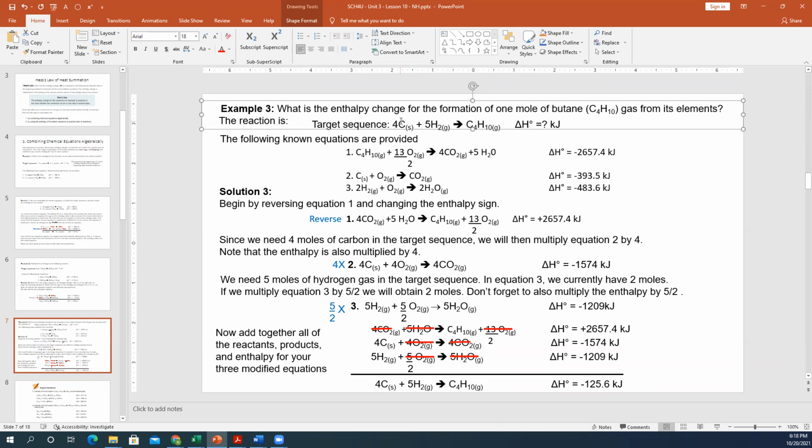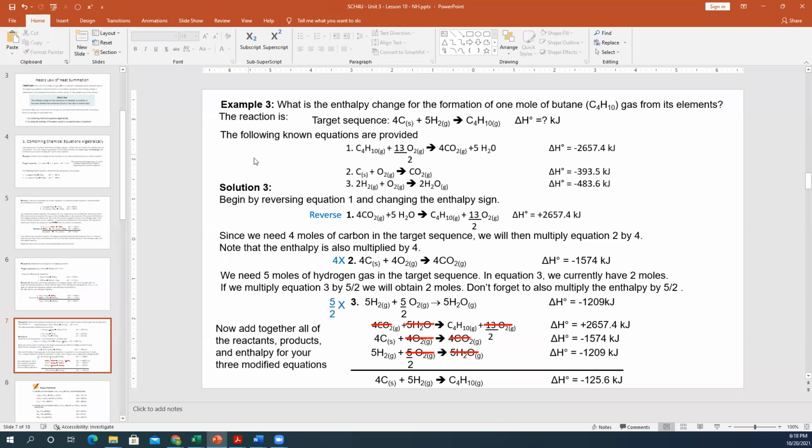We're asked to find this, and the following known equations are provided to us. We are given equation 1, equation 2, and equation 3, and these are the delta H's for each of these. Can you find us what is the delta H for this target equation? Okay, so we begin by examining what do we know, what have we got, what are we told?